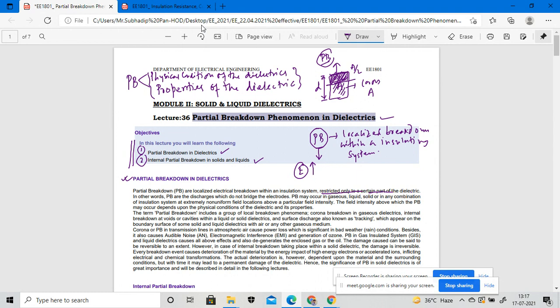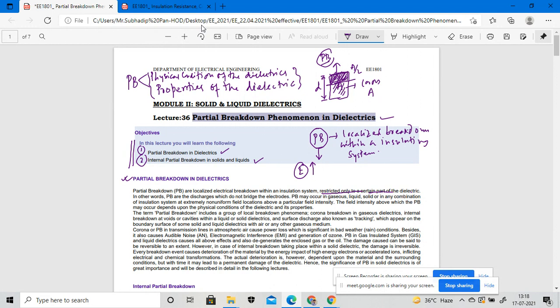We have different layers in the atmosphere: ozonosphere, stratosphere, troposphere. Due to several conditions, the corona effect is taken into consideration in the transmission line. The first is bad weather, if rain occurs. The second is audible noise. The third is electromagnetic interference due to the communication tower, and the fourth is the generation of ozone. Due to these four causes, this corona partial breakdown process occurs in a transmission line.